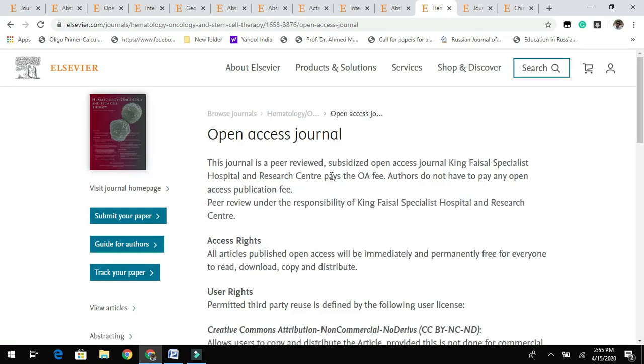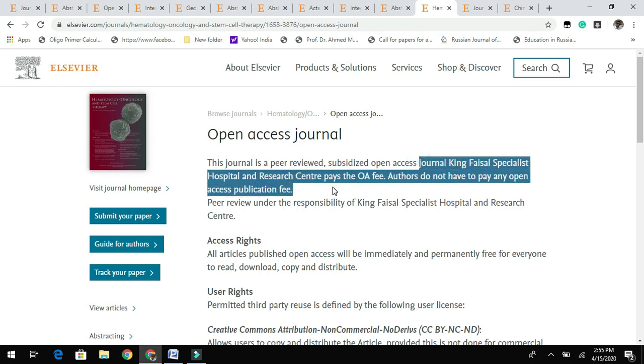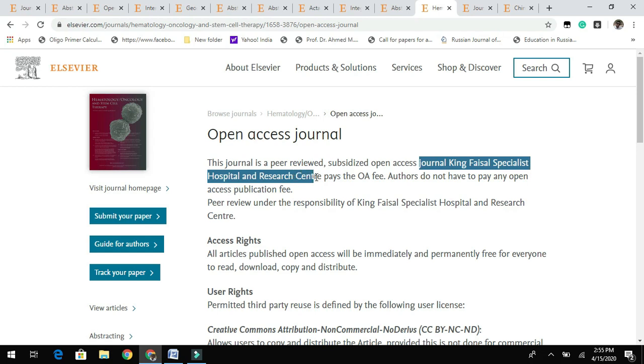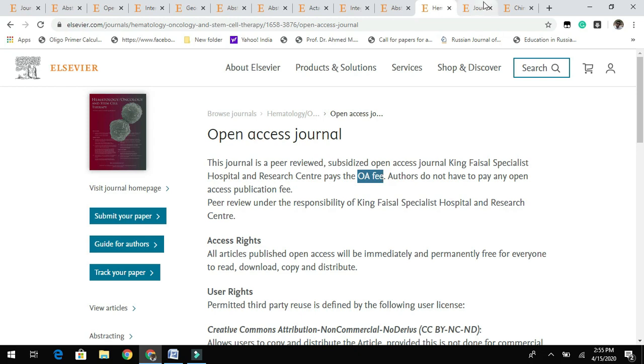This journal is peer reviewed, subsidized, open access, which means this hospital and research center, Faisal Specialist Hospital and Research Center, pays the open access fee, so authors do not have to pay any open access publication fee. So please do visit this site and read the author's guideline before submitting your research.